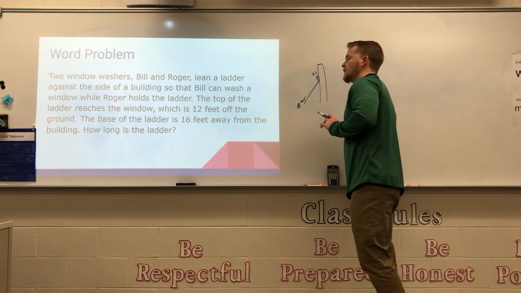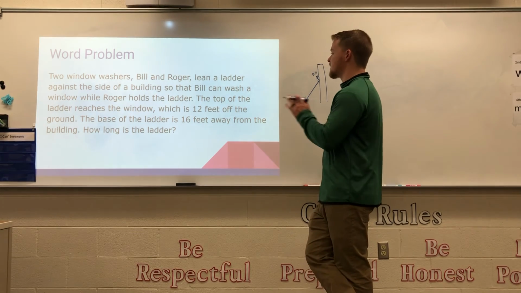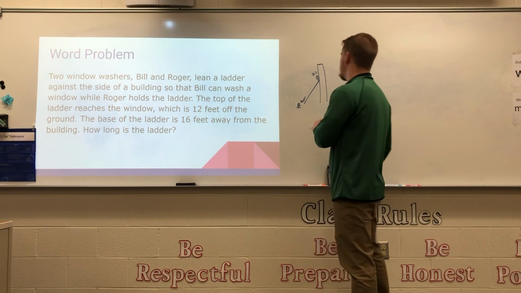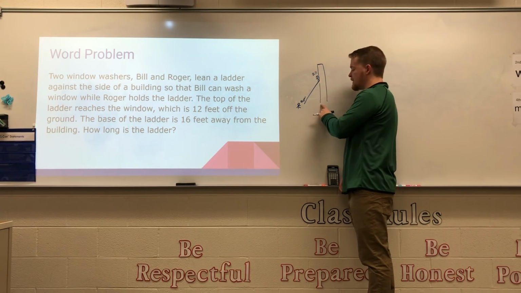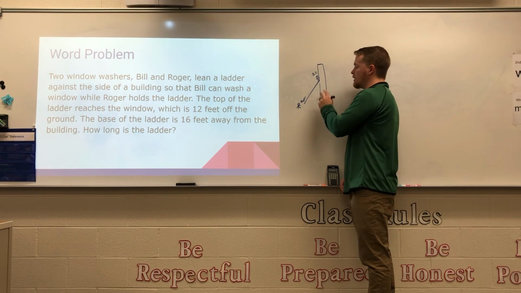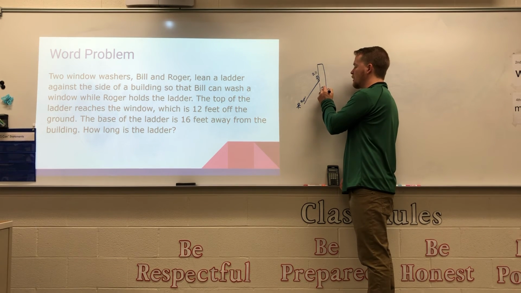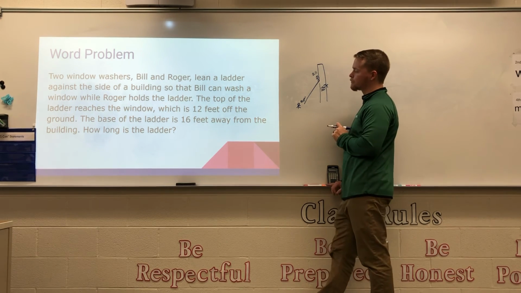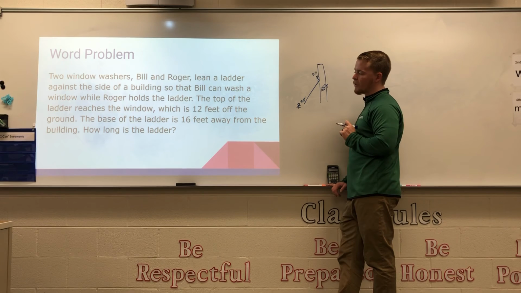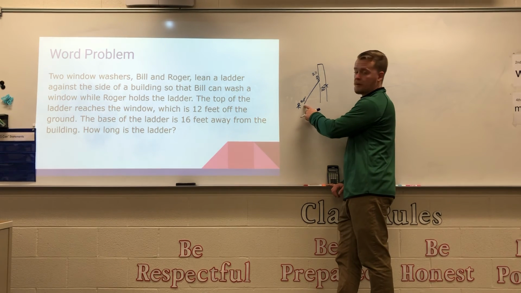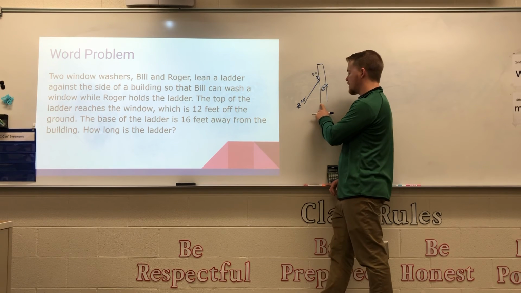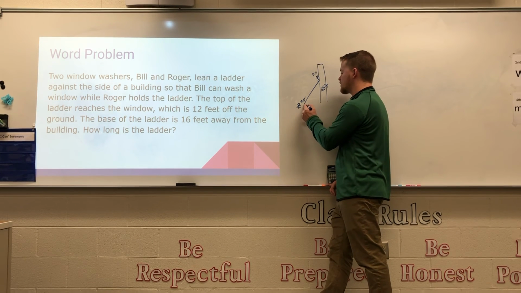Okay, so Roger's holding the ladder at the bottom, Bill's at the top. And you've got to think about what distances they give you. The top of the ladder reaches the window, which is 12 feet off the ground. So the top of the ladder, it says, is 12 feet off the ground. So that means this right here would be 12 feet. So there's your 12 feet. The base of the ladder, meaning the bottom, is 16 feet away from the building. So here's the building, there's the base of the ladder. So that means this part down here would be 16 feet.